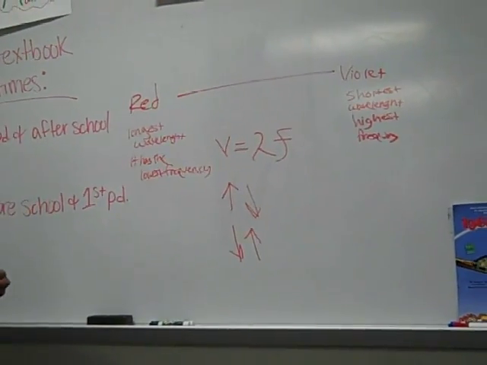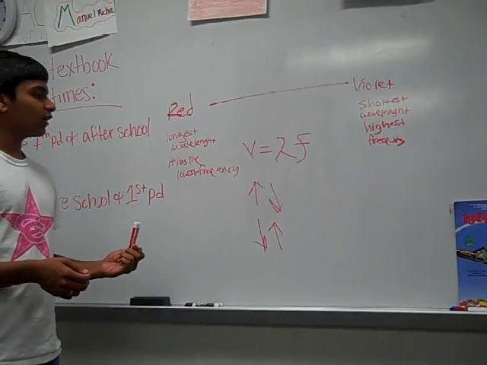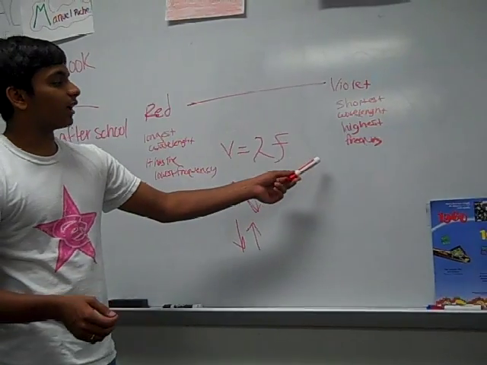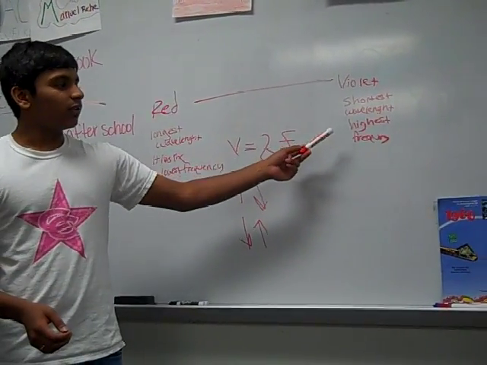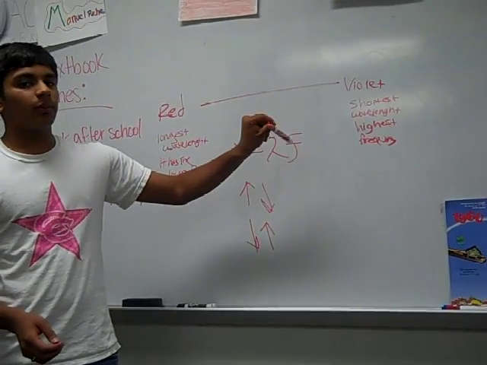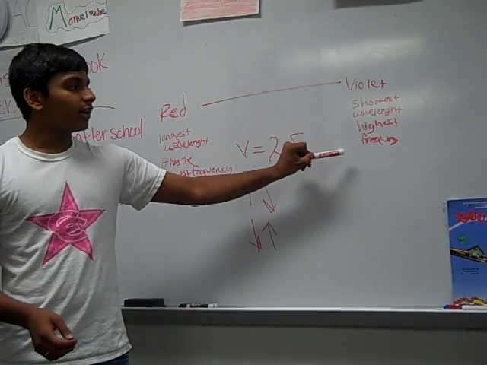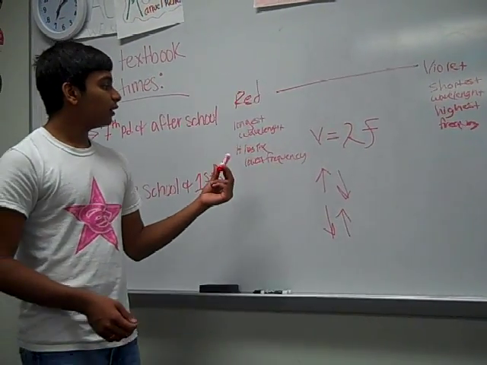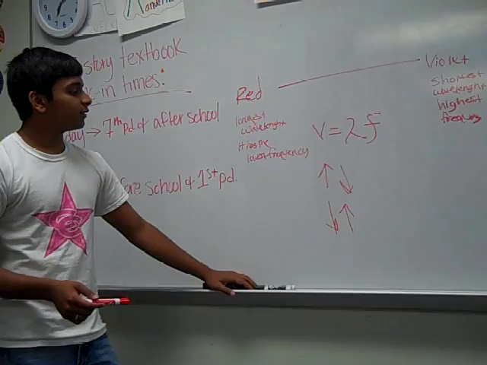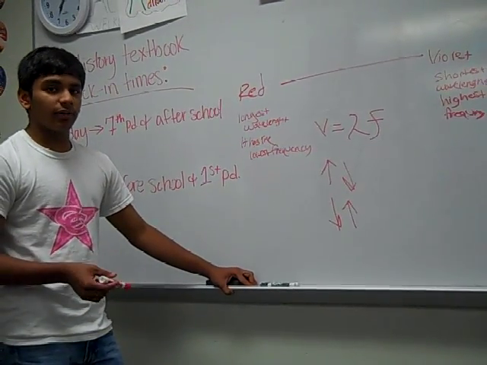And this brings us to our next thing, which is that the higher the frequency of the light is, the more energy the light has. So violet, even though it has the shortest wavelength, because it has the highest frequency, has the most amount of energy in the visible light spectrum, whereas red, that has the lowest frequency, has the least amount of energy in the visible light spectrum.